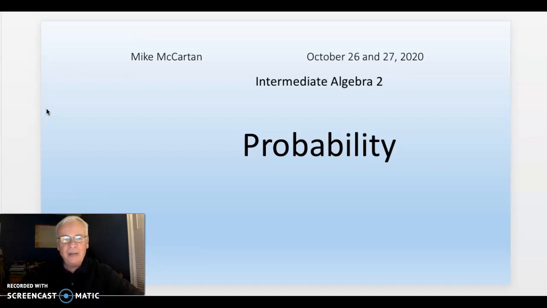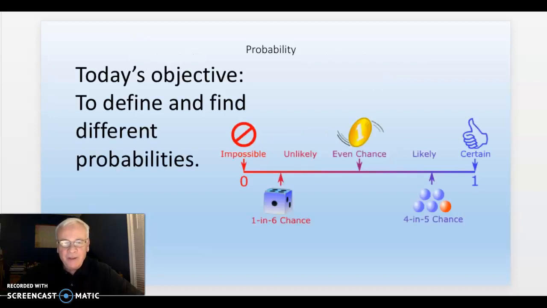Guys, today we're looking at probability. It might be the most important thing we study here this first trimester, so I'm hoping that you guys do well on it. Today's objective: to define and find different probabilities. Something can be certain to happen or impossible, and everything in between. This is like 50-50, like heads or tails.